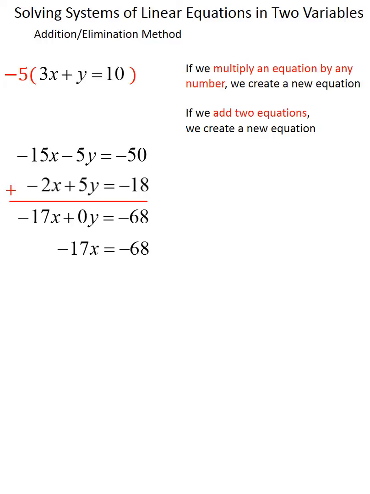So by choosing to multiply the top equation by negative 5, I created a cancellation or an elimination of a variable when I added my two equations. And that's ultimately what your goal is. Because once you've eliminated a variable, basic algebra will allow you to solve for the other.